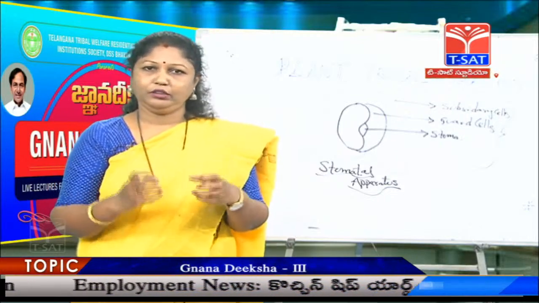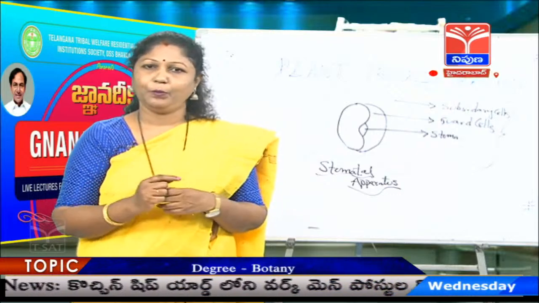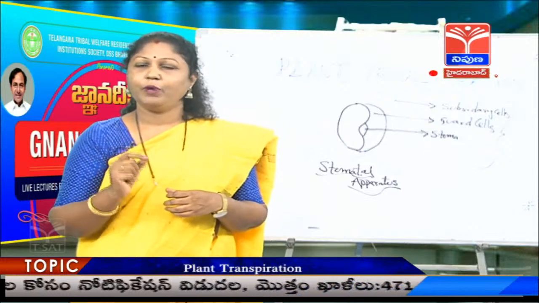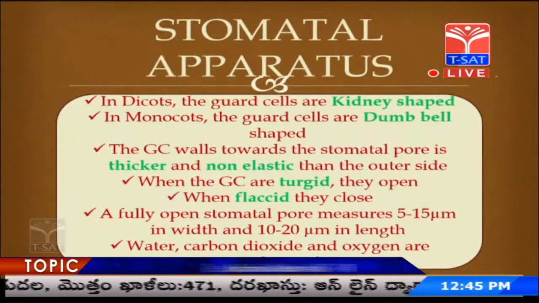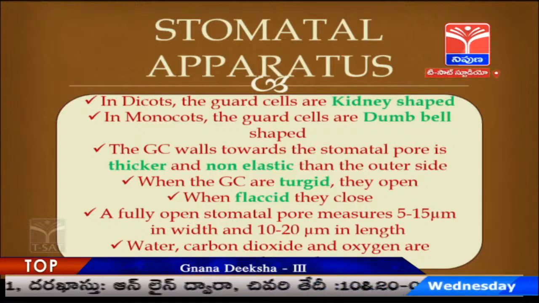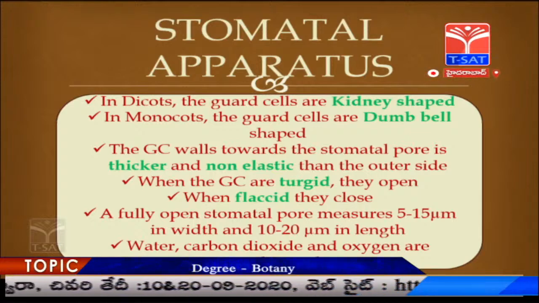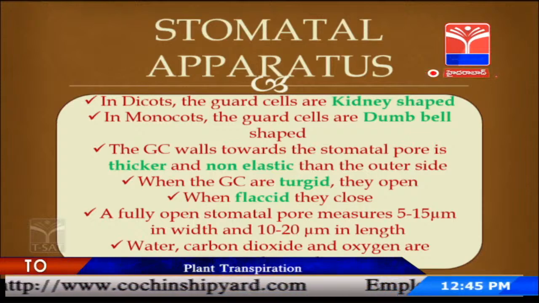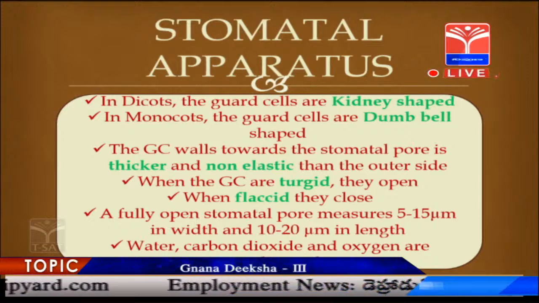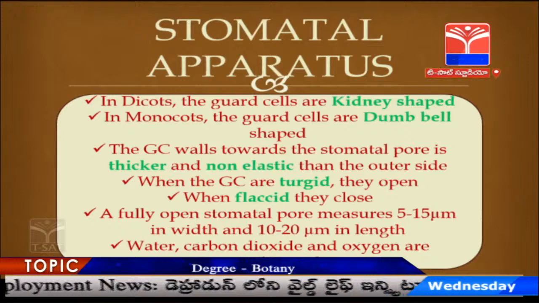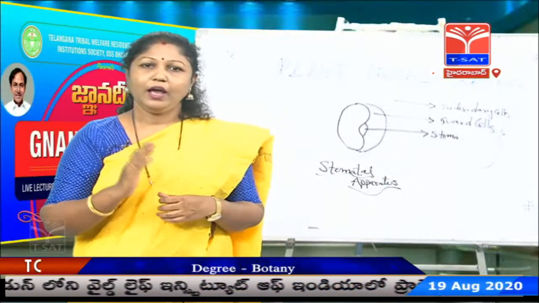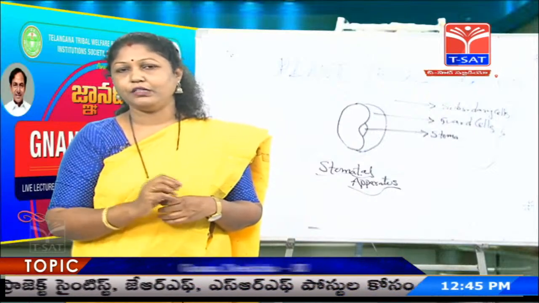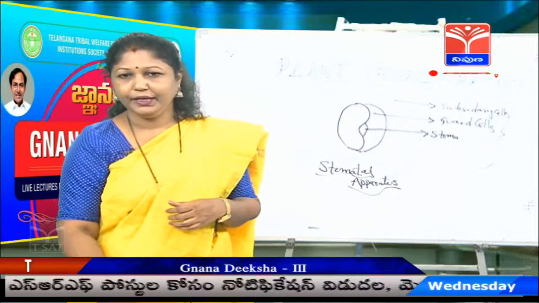In a fully turgid guard cell, the stomatal pore measures up to 5 to 15 microns in width and 10 to 20 microns in length. We have to remember that the stomatal pore size is proportional to the amount of diffusion that occurs. So, the transpiration rate and the amount of diffusion of water vapor are proportional to the size of the stomatal pore. Thousands and thousands of molecules of water, carbon dioxide and oxygen can move through these small pores. Now, let us move further.